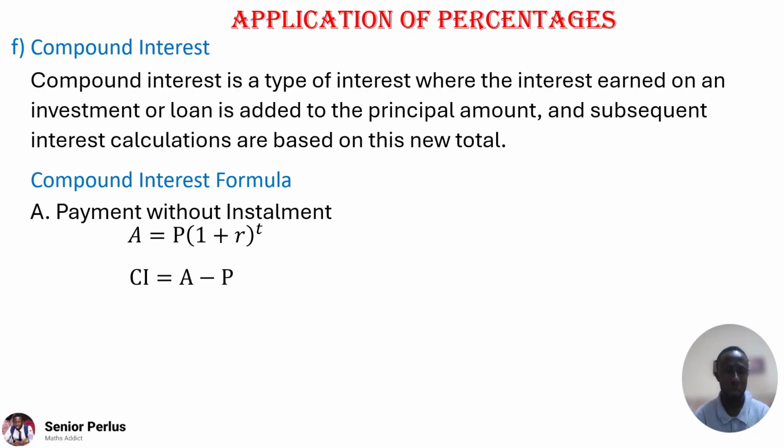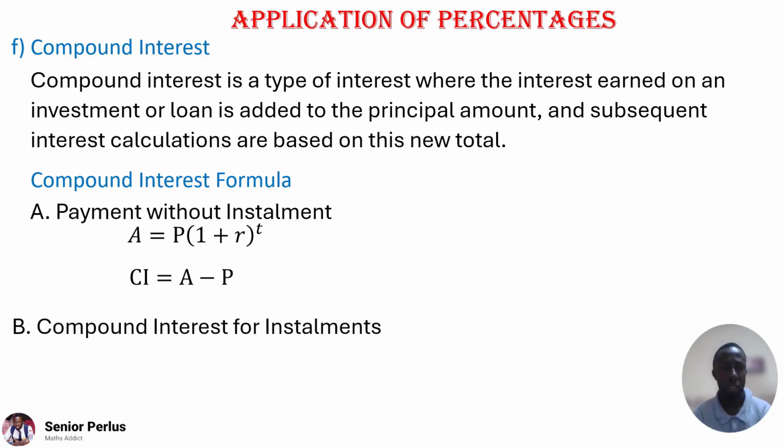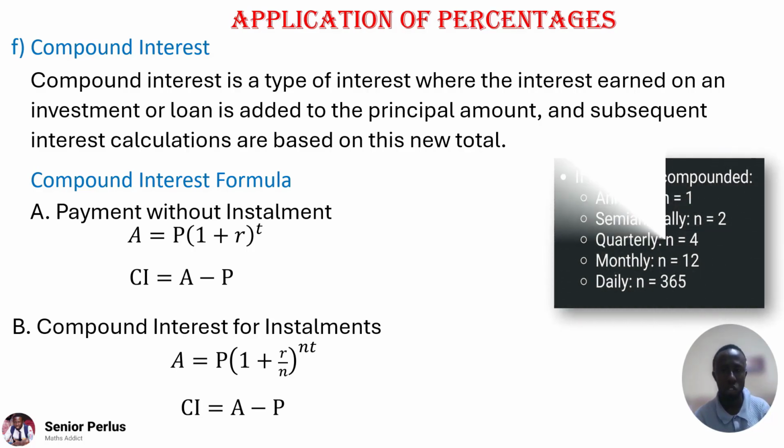So A, payment without installment, we are using that formula. Then B, compound interest for installment. So when the payment is in installment, then the amount formula that we are using is this. Then we calculate the compound interest. Since we know the amount and we know the principal, we can find the compound interest. Good. So when we are using B, when there's an installment, let's take note of this.